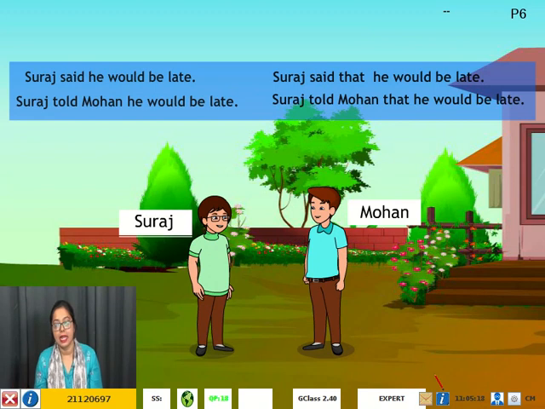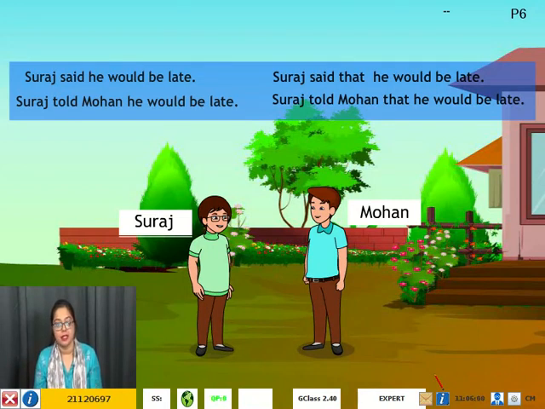But on the right hand side, in both the sentences, they are using the word that as a connector between the two parts, that is between the exact words of the original speaker and the reporting speech. So I will repeat all the sentences. Just have a careful look. The first sentence is, Suraj said he would be late. Second sentence, Suraj said that he would be late. Again, the word that is highlighted.